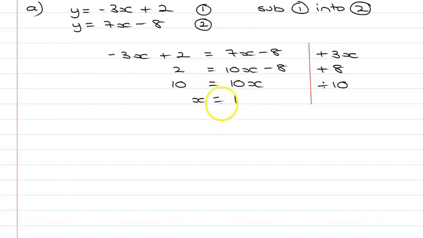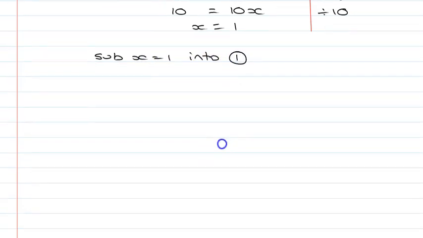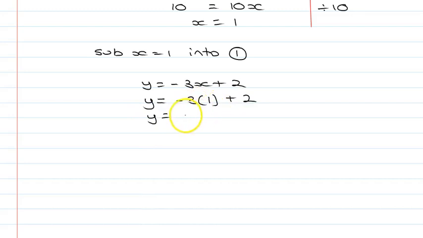Now, to find the y, I'm just going to substitute that back into one of these. Now, it doesn't matter whether you choose equation 1 or equation 2. I'm going to choose equation 1. So I'm going to sub x equals 1 into 1. So equation 1 I'll write down again. It's y equals minus 3x plus 2. And I'm going to sub this in. So I get y equals minus 3 times 1 plus 2. Work that out. Minus 3 times 1 is negative 3, plus the 2, leaves me with y equals minus 1.